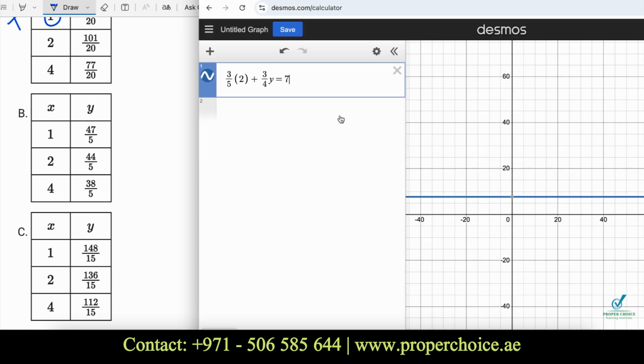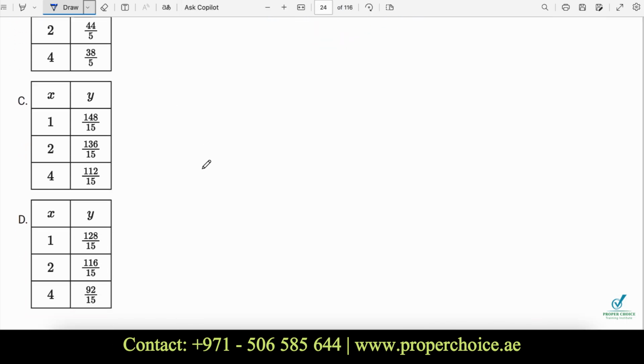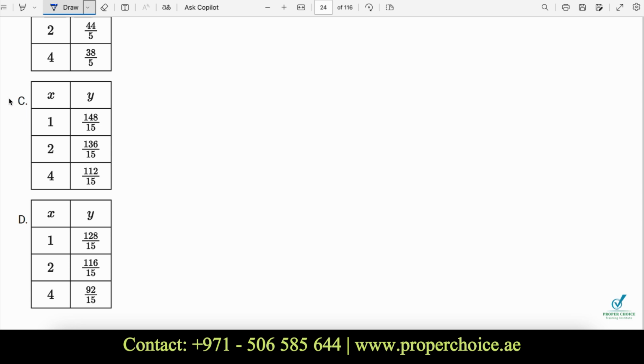What is the value of 47/5? It is giving me 9.4, that is also wrong. Then check with the next, option C, 148 divided by 15. What I'm getting is 9.86, that is also wrong. Then definitely option D will be your answer. You can check it out.